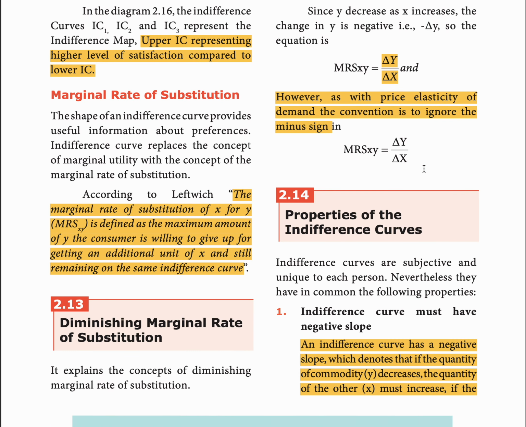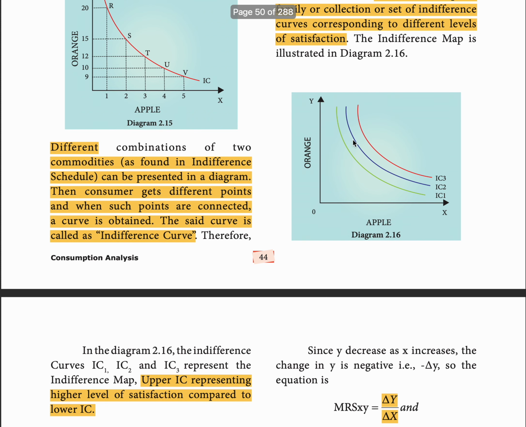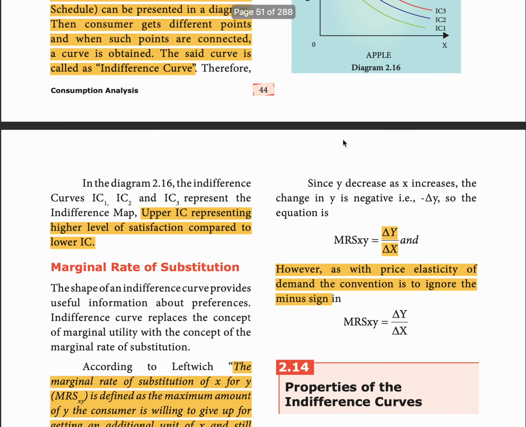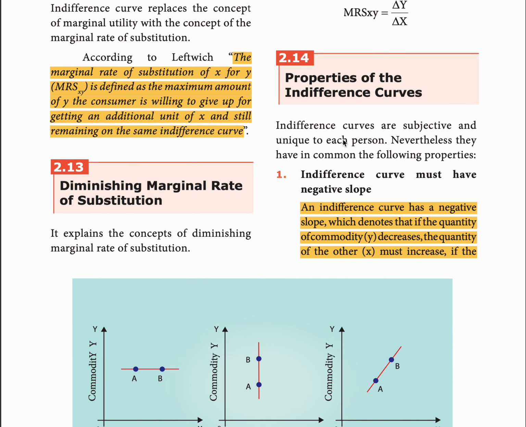Now, marginal rate of substitution. Friends, what is marginal rate of substitution? The marginal rate of substitution of X for Y is defined as the maximum amount of Y the consumer is willing to give up for getting an additional unit of X and still remaining on the same indifference curve. It means, friends, suppose a consumer wants to give up some oranges. To get the same level of satisfaction, he has to buy some amount of apple. So this additional amount is called the marginal rate of substitution, right friends?